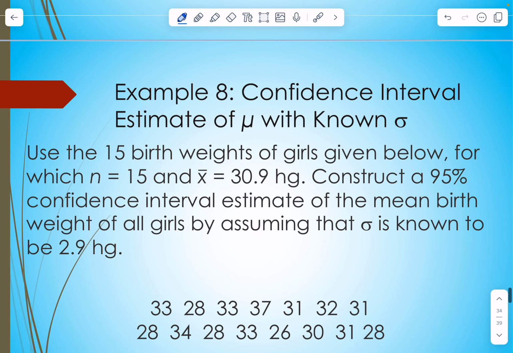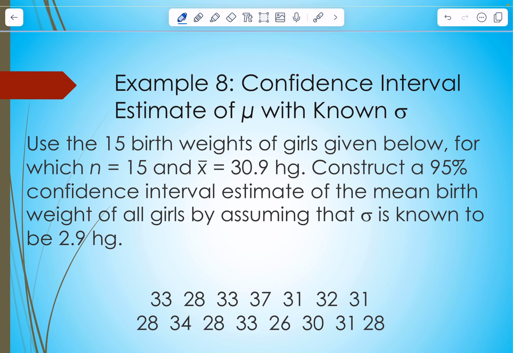Use the 15 birth weights of girls given below, for which n equals 15 and x hat equals 30.9. Construct a 95% confidence interval estimate of the mean birth weight of all girls by assuming that sigma is known to be 2.9 Hg.